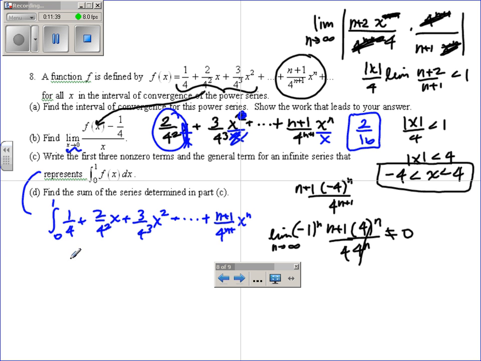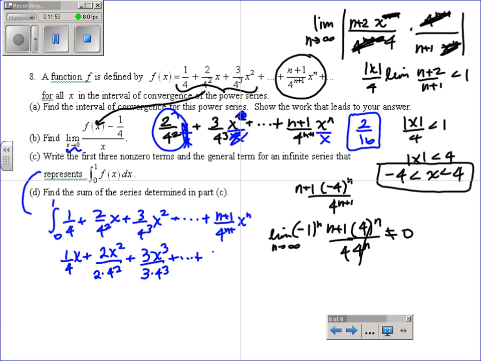If we integrate, we're adding 1, so 1/4 x plus 2x squared over 2 times 4 squared plus 3x cubed over 3 times 4 cubed plus, up to n plus 1 x to the n plus 1 over n plus 1, because that's the antiderivative rule, 4 to the n plus 1. Notice the extra cancels out, and so we end up getting 1/4 x plus x squared over 4 squared, x cubed over, etc., all the way until we get the general term.